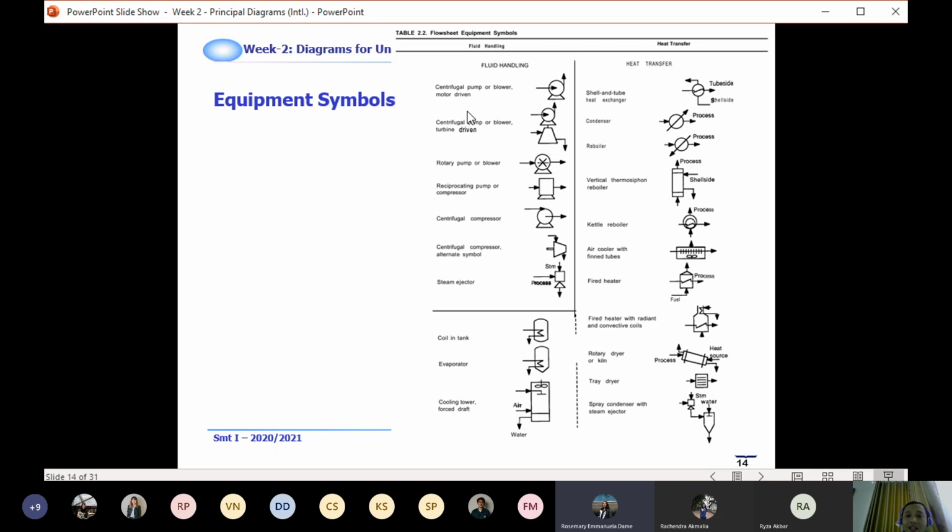Yes, sir. Okay. So the centrifugal pump has a symbol something like this one. Actually, this symbol shows the concept of the centrifugal system, in which the liquid comes to the pump, and then by using centrifugal force, it goes out.